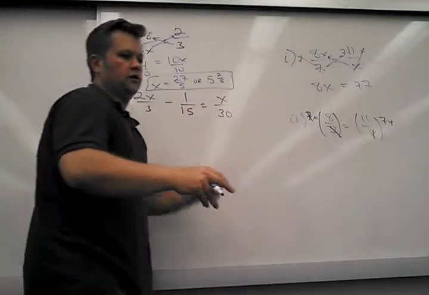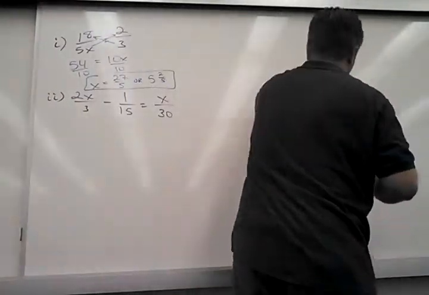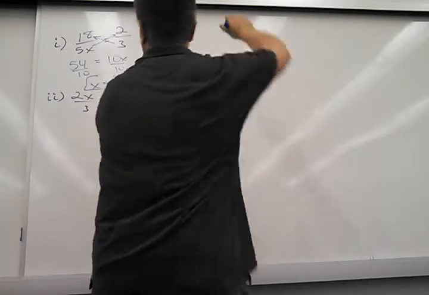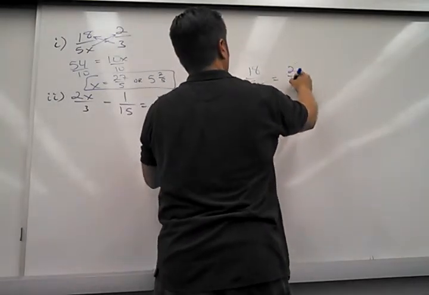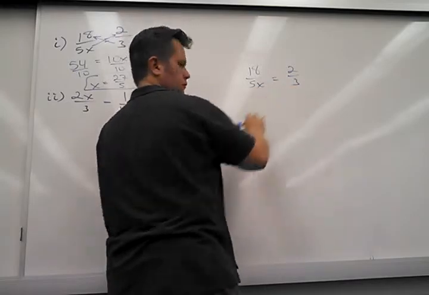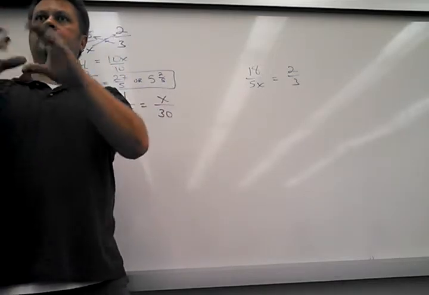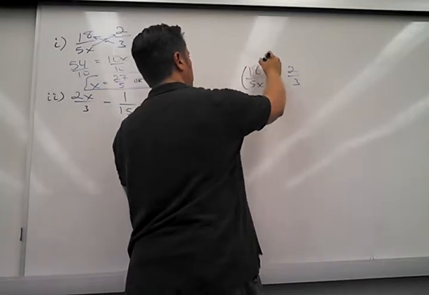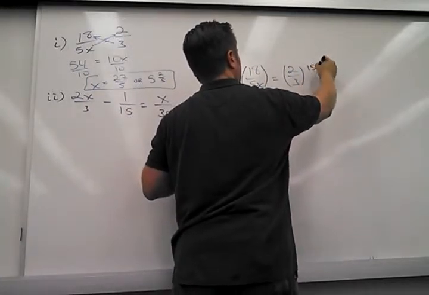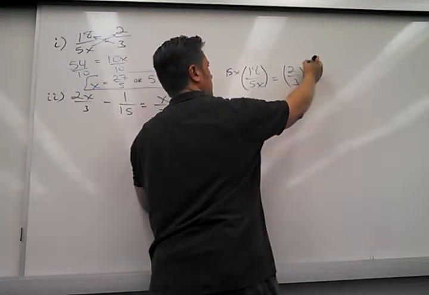Now, the reason that works, just to remind you, because this is important to understand why it works. What is the LCD between these two? 15x. Good, the 3 and the 5 would be 15, and the LCD needs an x in it too. There's an x there, so it's 15x. So if I multiply both sides by 15x, what happens here?